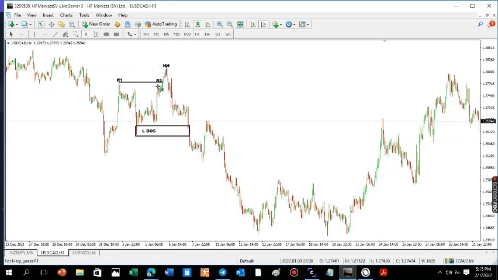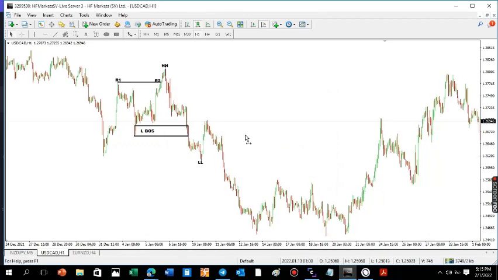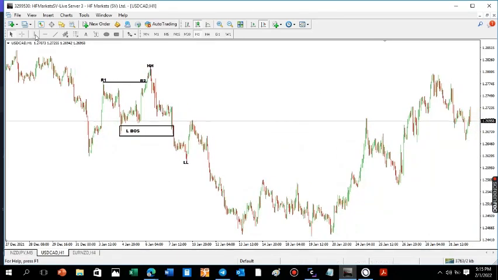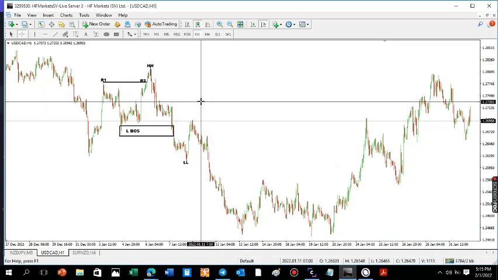And then the market went on to give us what? A lower low right here, a lower low, meaning our setup is complete. That's the past. Now we look to the approach.